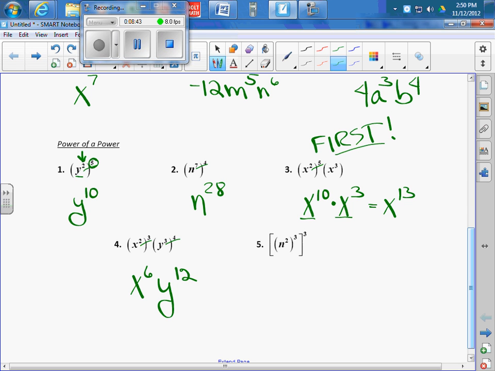And in number 5, we have n to the second raised to the third power, raised to the third power. We're simply going to multiply all of these exponents together because they are what I call stacked one on top of the other. Whenever they are stacked as they are here, we're going to multiply the exponents. I have an exponent outside the parentheses. I have this exponent outside the bracket, and now I have n to the 18th.